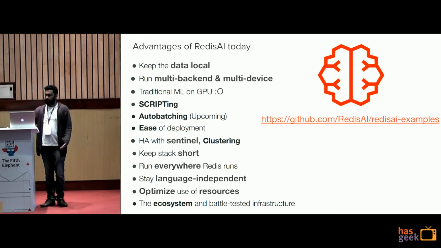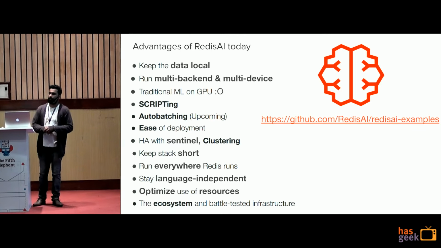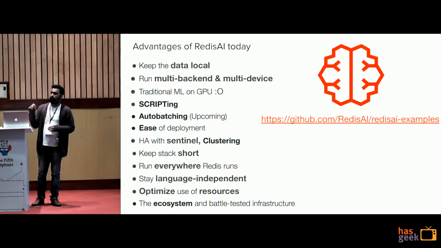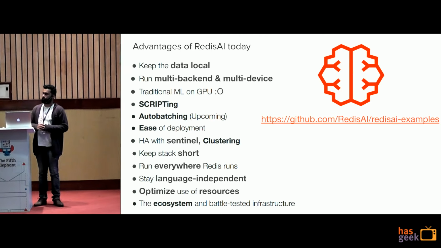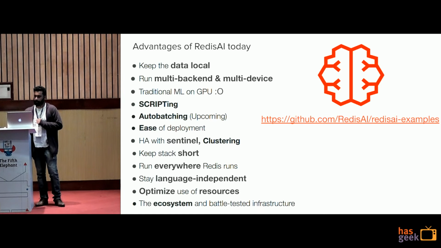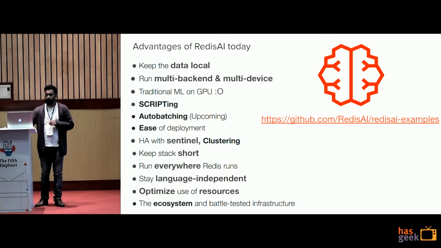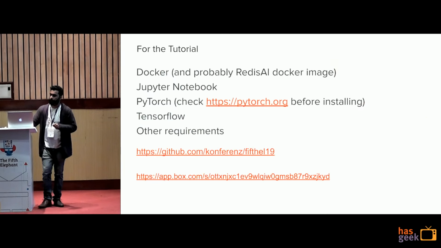High availability with Sentinel, you can do clustering, and you can keep the stack short. What I meant by that is it's very likely that you're going to have Redis in your stack already. So if you have Redis in your stack, you are not introducing another toolkit for production deployment. Run everywhere where Redis runs. You can optimize the resources, and you can essentially use every toolkit available in the Redis ecosystem.